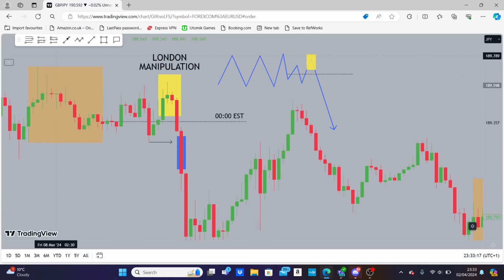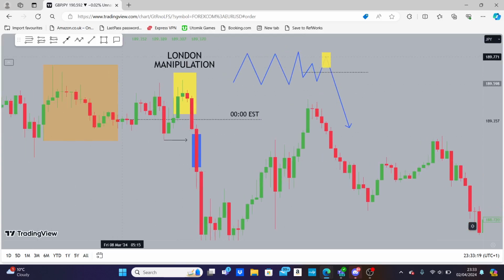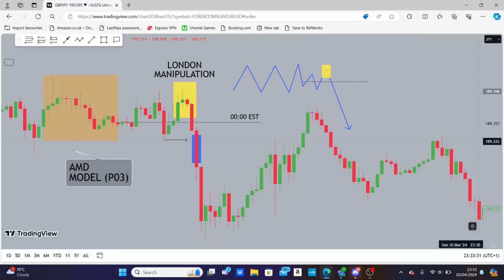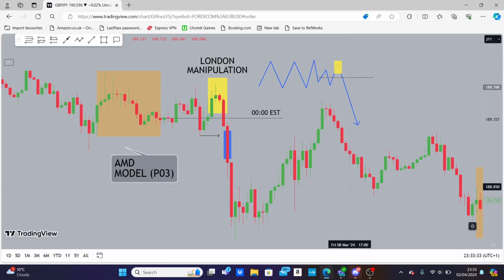So now that we've seen an accumulation, manipulation, and distribution, this is an ICT AMD model. This is the AMD model, or the power of three model. All coming back to the idea of fair value gaps, market structure shifts, and accumulation. But it's understanding when specific sequential price action movements happen. It's not a pattern. We're not looking for a specific pattern. We're looking for data points to be swept at certain time points.